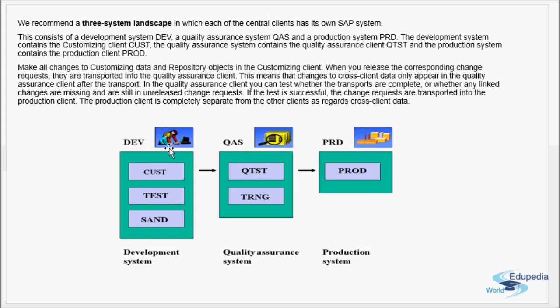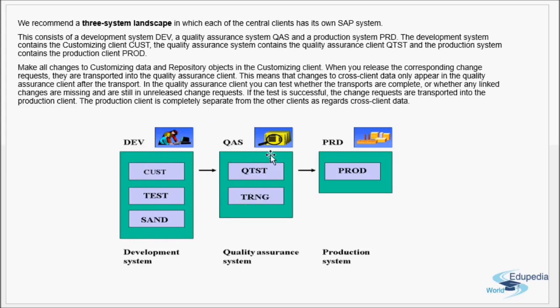Make all the changes to the customizing data and the repository objects in the customizing client. So we make the changes here. When you release the corresponding change requests, they are transported into the quality assurance system. So once you release it, after making the changes, it is transported to the QAS system. This means that the changes to the cross client data only appear in the quality assurance client after the transport. So only once the data is moved here, the new changes reflect here.